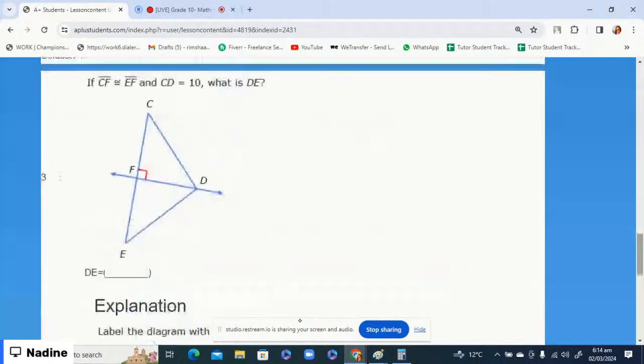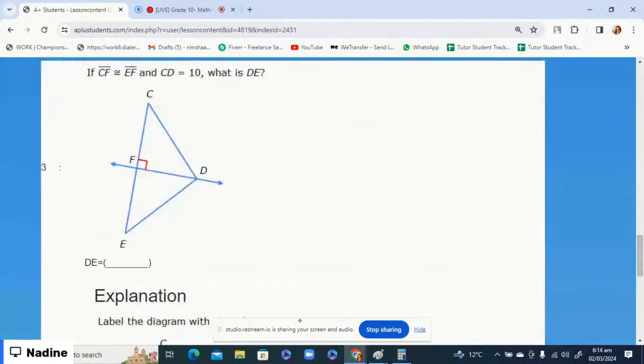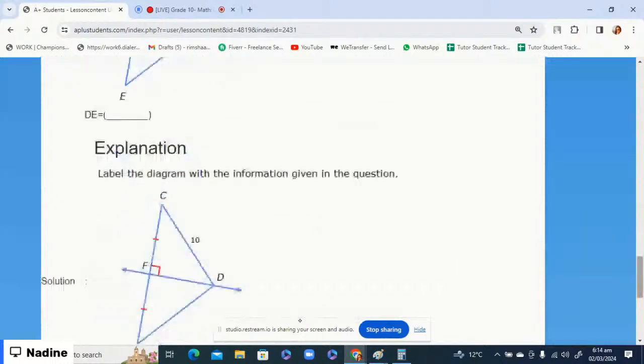Now CF, EF is given, CF and CD 10. CF is 10, EF is 10, then CD is 10. So what is DE? This is also 10. Okay, all right.